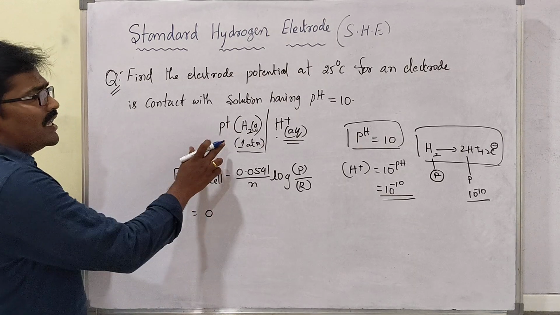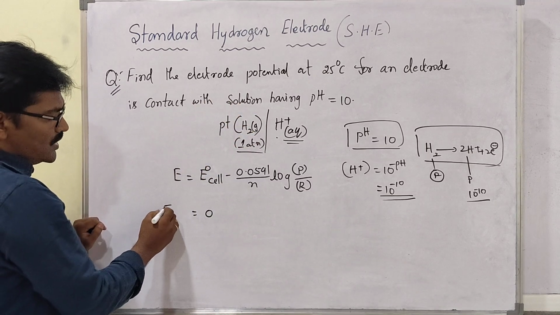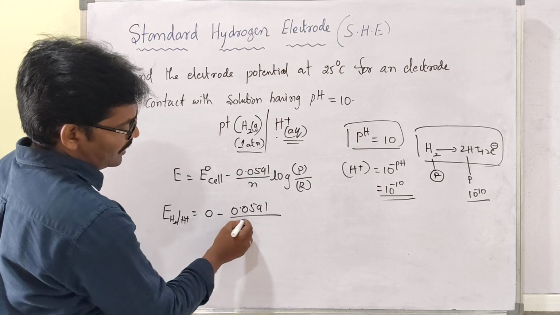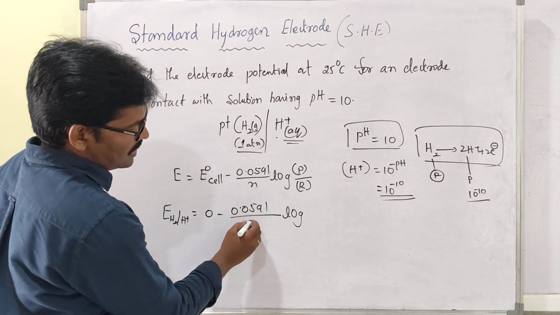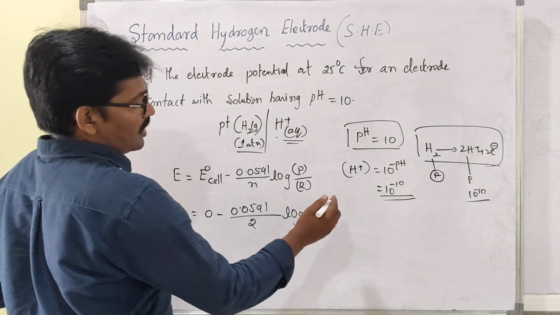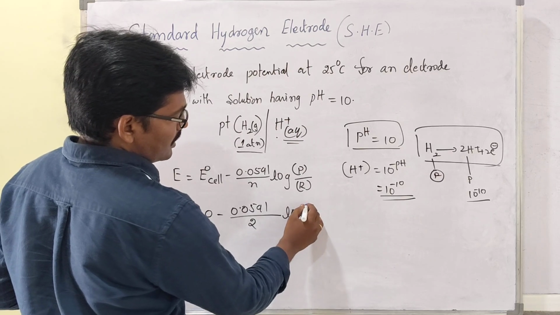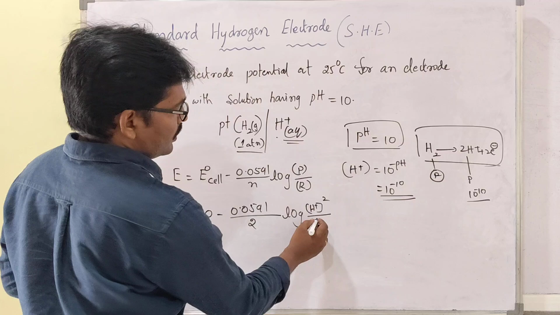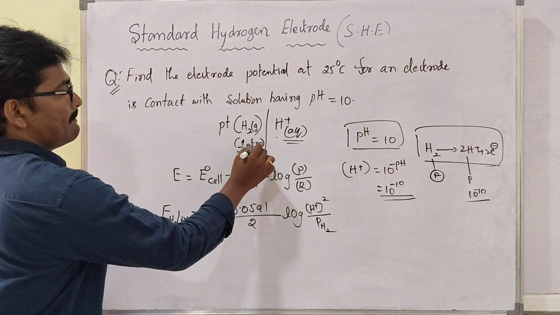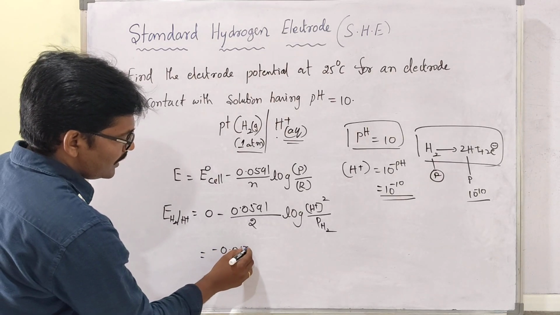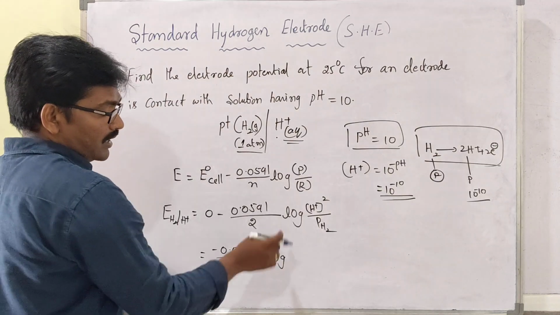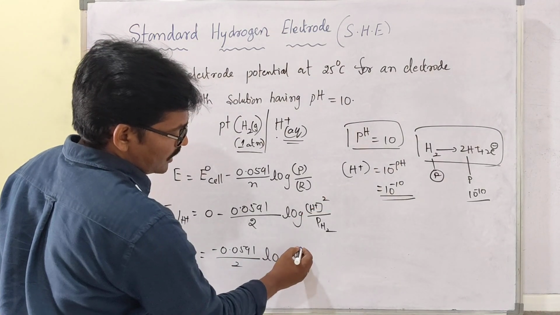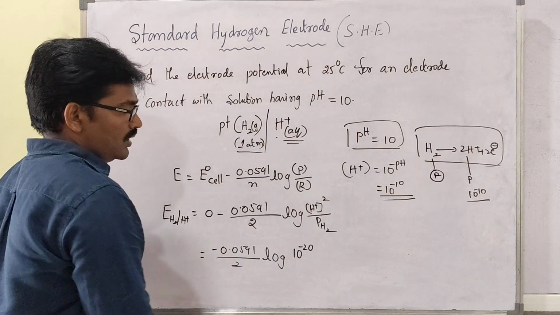Oxidation or reduction potential? Actually here what we are finding out is the oxidation potential. Oxidation potential means, sir, gas to H plus ions, right? Then minus 0.0591 divided by n log product. n means how many electrons, 2 electrons we have to take. Then log product concentration, the product is the H plus ion concentration, that is the H plus ion concentration whole square, divided by the reactant, the pressure of hydrogen, that is 1 atmospheric pressure. Clear, my dear students? Then minus 0.0591 divided by 2 log, here the H plus ion concentration is 10 to the power of minus 10, whole square, 10 to the power of minus 20, then divided by 1.